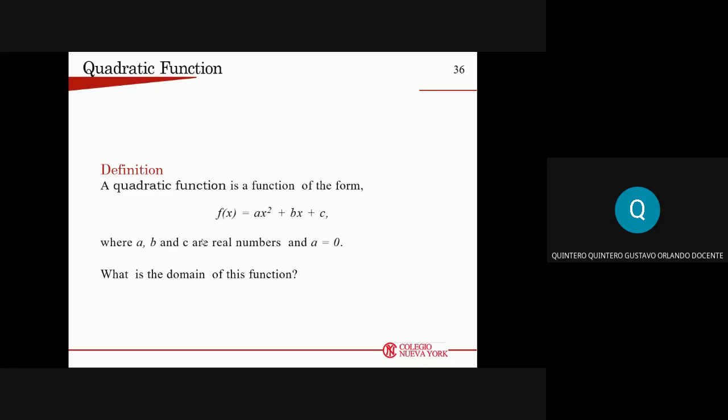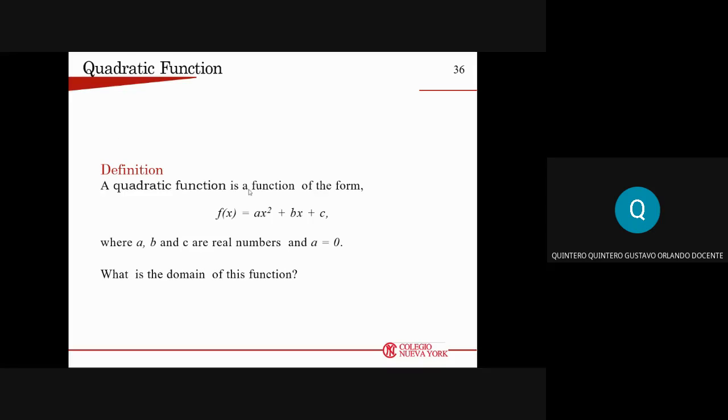There we go. So we will begin our class with what is a quadratic function. Now, in the past, we have been working with this, but like I said, some of you may have forgotten about this, so I'm gonna explain it again. So what is a quadratic function? All right, we have a definition over here.